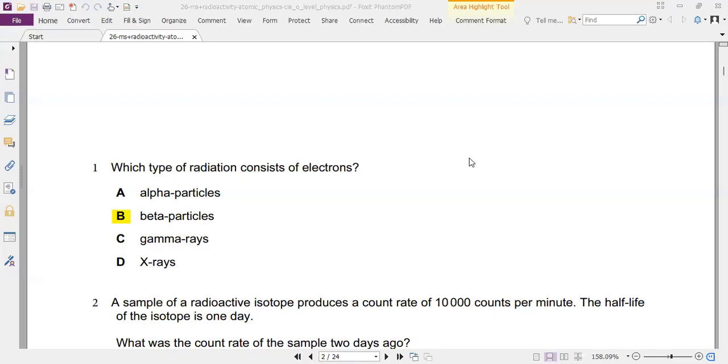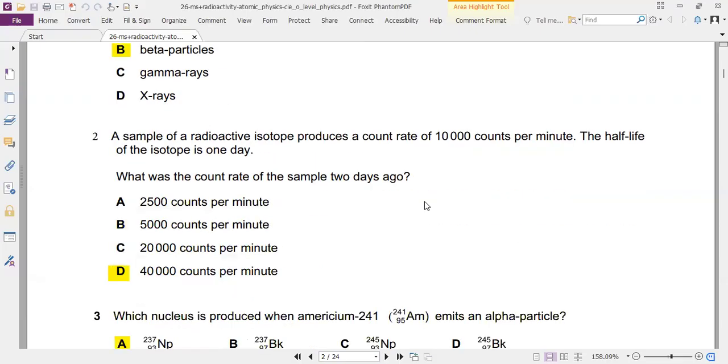In this video, we will look at radioactivity topic MCQs and try to explain how to attempt them. Number one, which type of radiation consists of electrons? It is beta particles. Number two, a sample of radioisotope produces a count rate of 10,000.